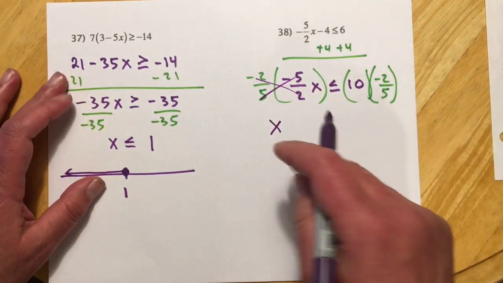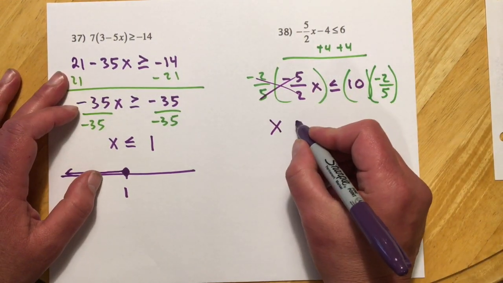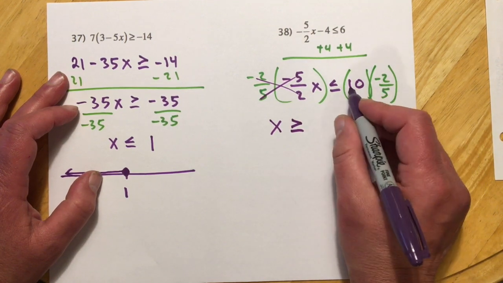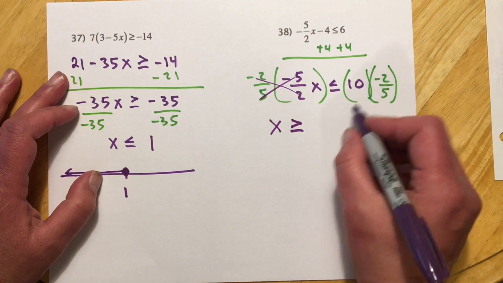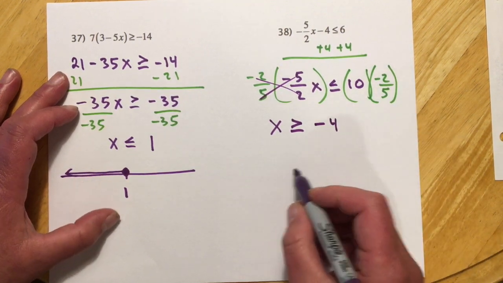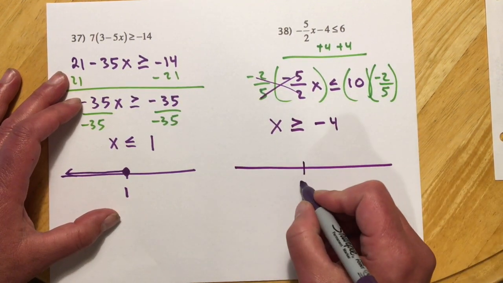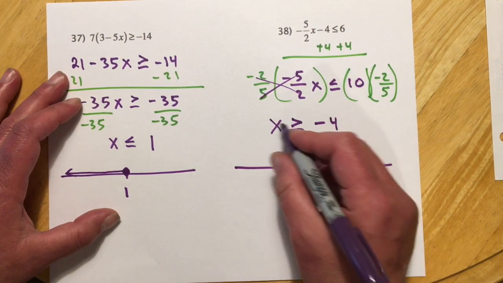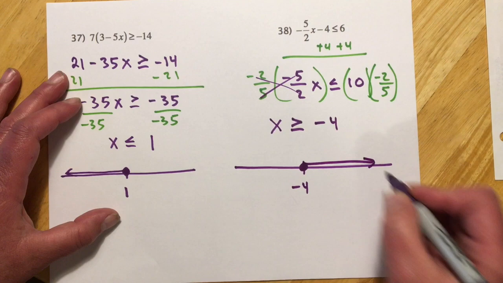We've got x. Yet again, I multiplied by a negative, so once again, I am flipping the direction of the inequality. 5 goes in 10 twice, and 2 times negative 2 will be a negative 4. So there's negative 4, solid dot because of the equals, and x is greater than that. So we're going this way.